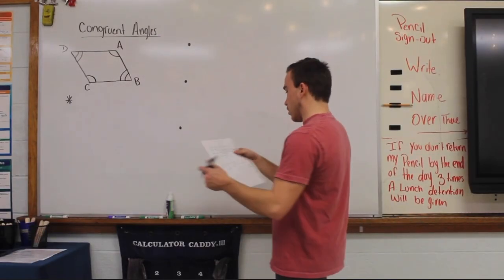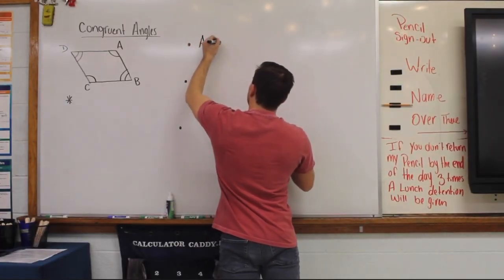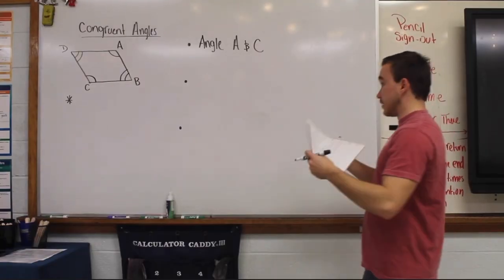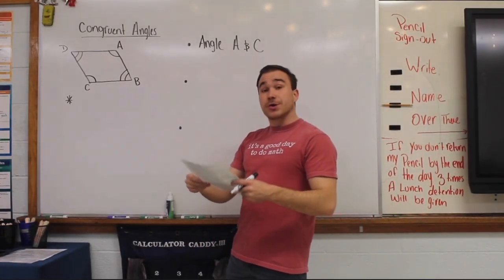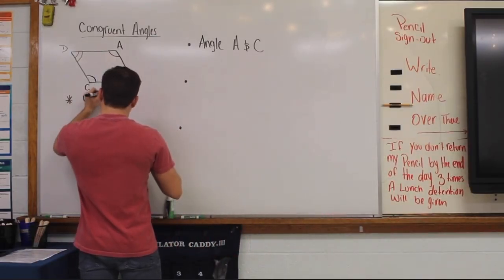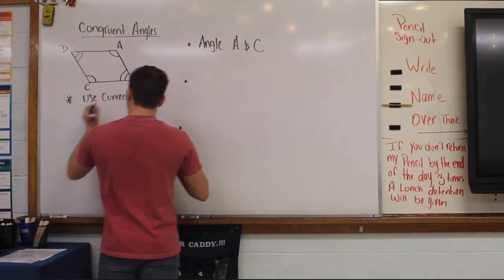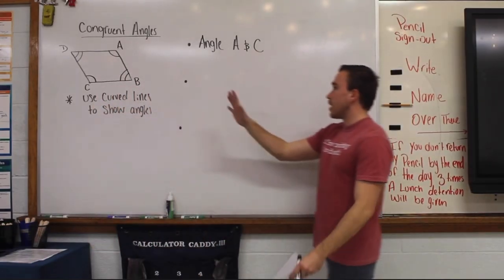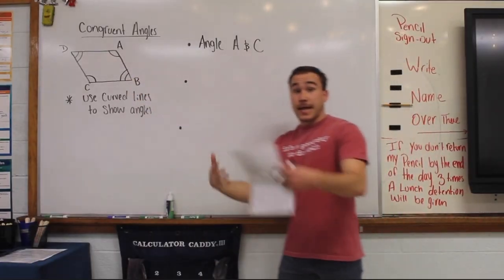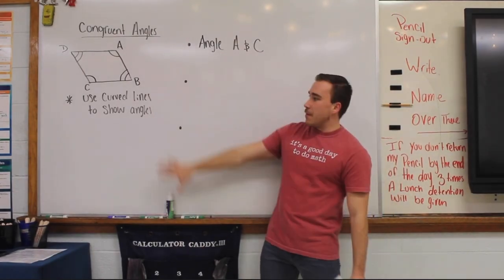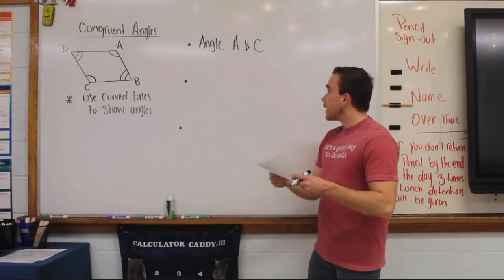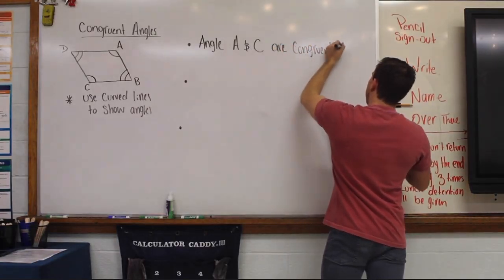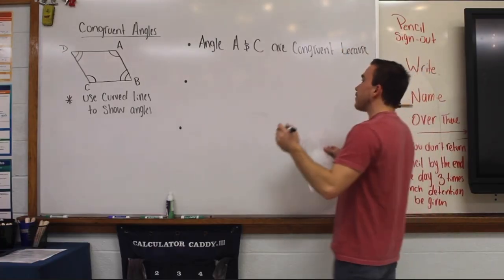Now I'm just going to write that down so you have that in your notes. Angles A and C are congruent because they both have one line. I keep forgetting this. Under the shape, I want you to write: use curved lines to show angles. I want to make sure that when we're looking at angles, it's a different symbol or feature than when we're showing lines or sides.